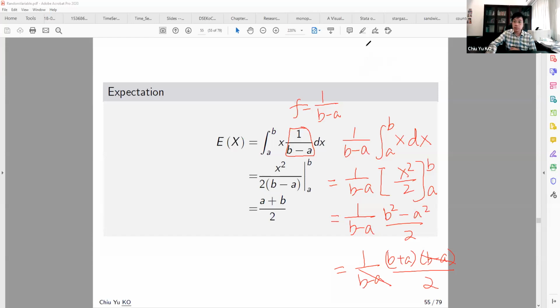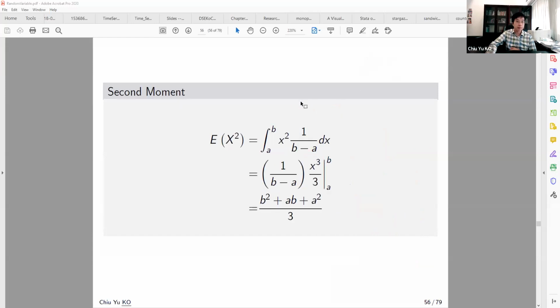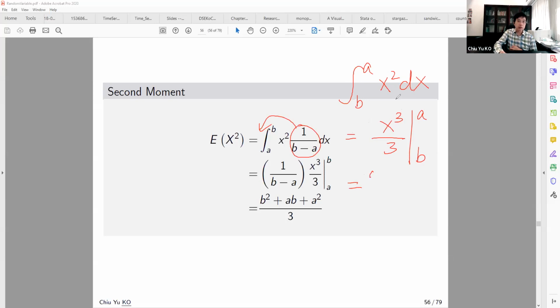And the next part will be to calculate the second moment, okay? And again, once we calculate the second moment, we do the variance, okay? For those of you who don't follow, I'll try to be quick because this is something not really essential. Again, this is a constant, you can take it out. So you can integrate this, okay? The integration of this will be x cubed over 3, from a to b.